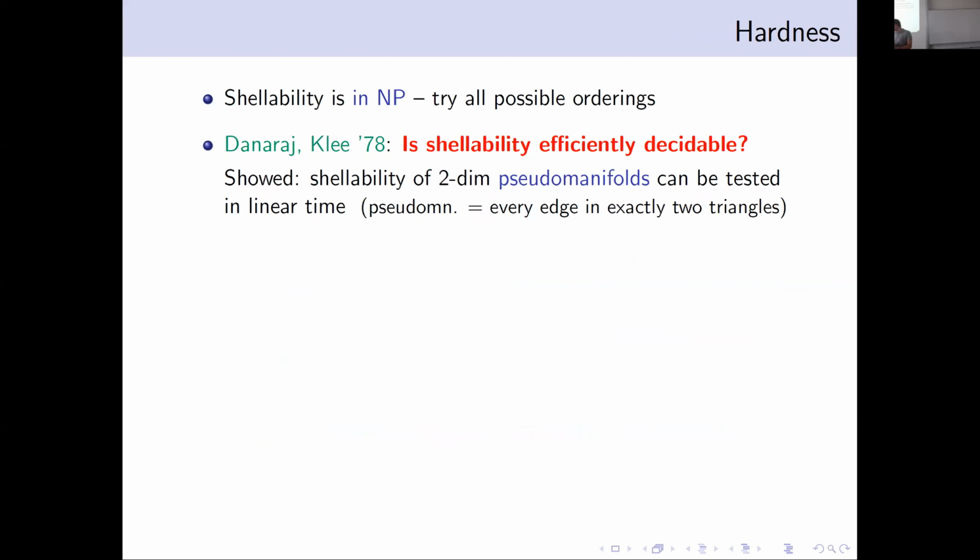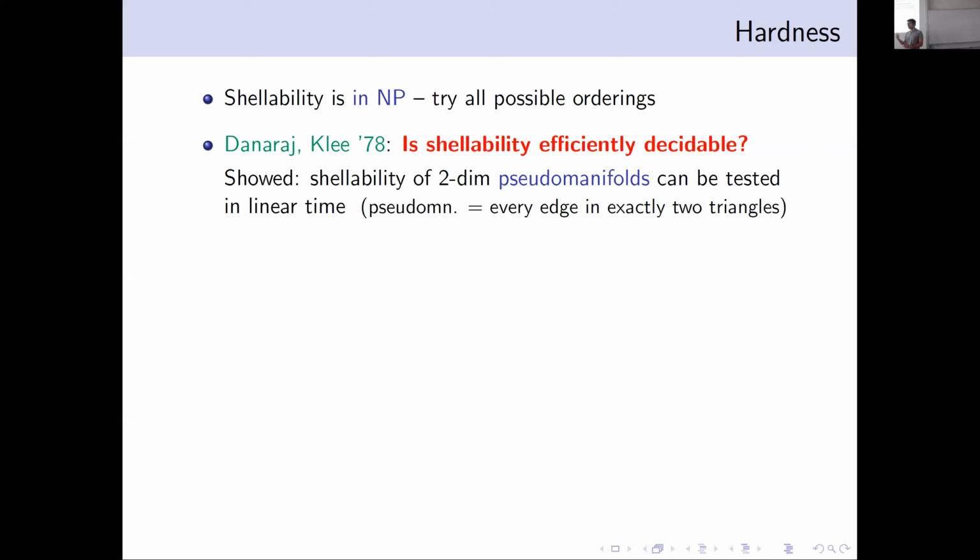So now, if shellability is such an important notion, what is the hardness status of this? So what do you think? We already know that for simplicial polytopes, that's easy. Every simplicial polytope is shellable, and nicely. But what about simplicial complexes in general?